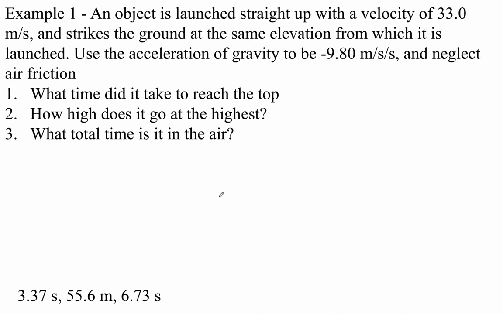Example 1: an object is launched straight up with a velocity of 33 meters per second and strikes the ground at the same elevation. It's just like the air rocket lab we're going to do. Use the acceleration of gravity to be negative 9.80 and neglect air friction.